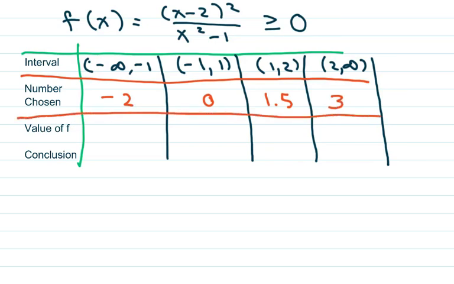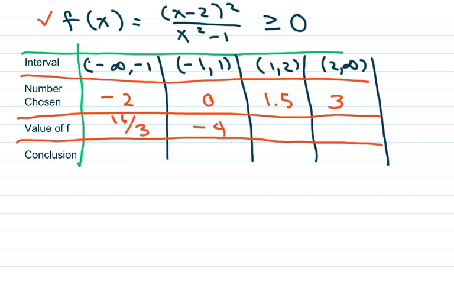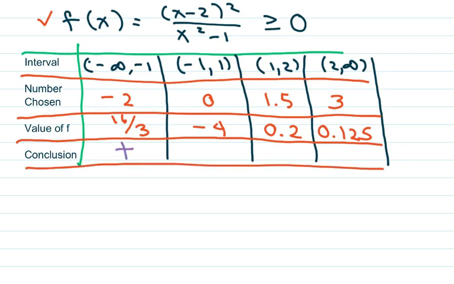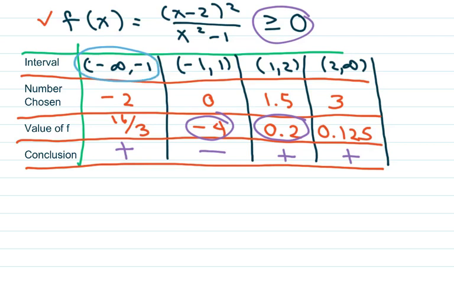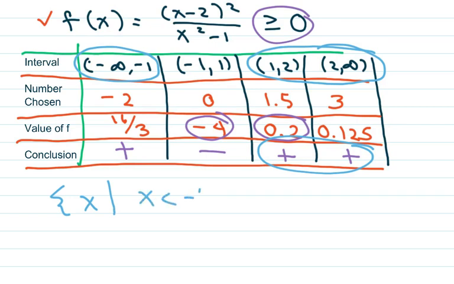And you plug it into your equation here, and we're going to get 16 over 3, negative 4, 0.2, and 0.125. So our conclusion is this is a positive number, this is negative, and positive, and positive. We want positive or equal to. So our solution set, since we're going to choose this one, and these two can go together because these are both positive. So our solution set is all x such that x is less than negative 1 or x is greater than 1, because this one includes both positives.